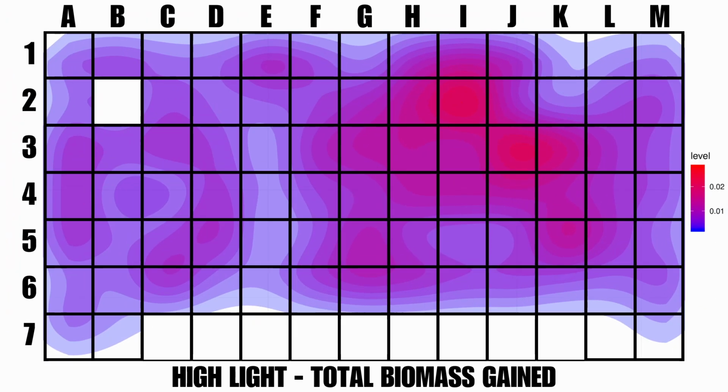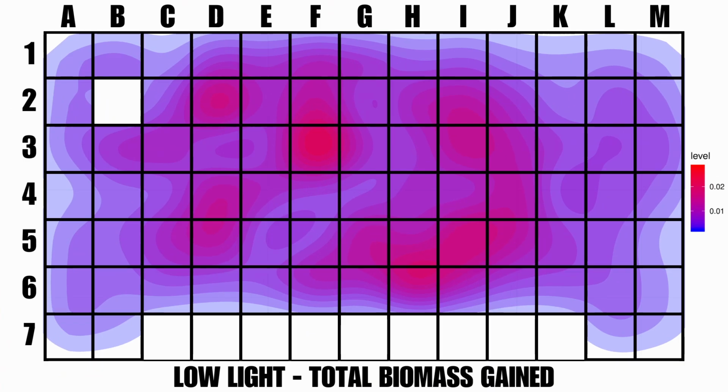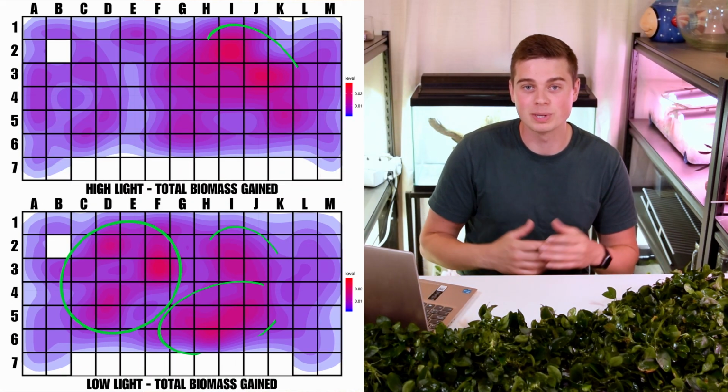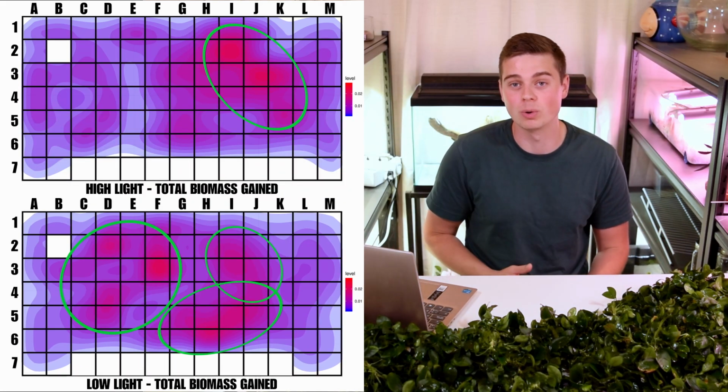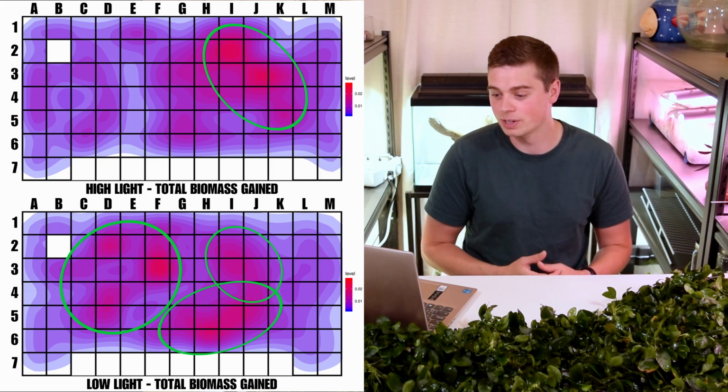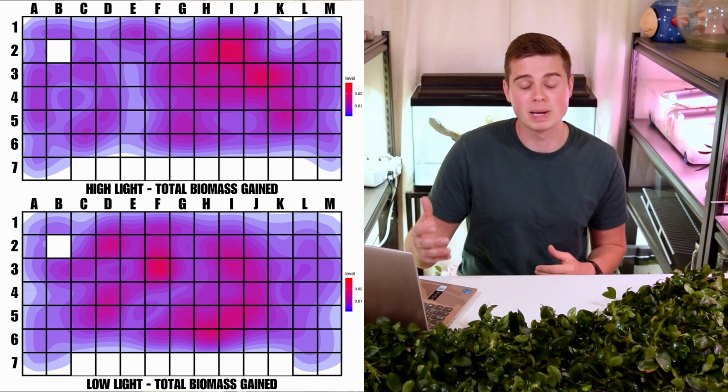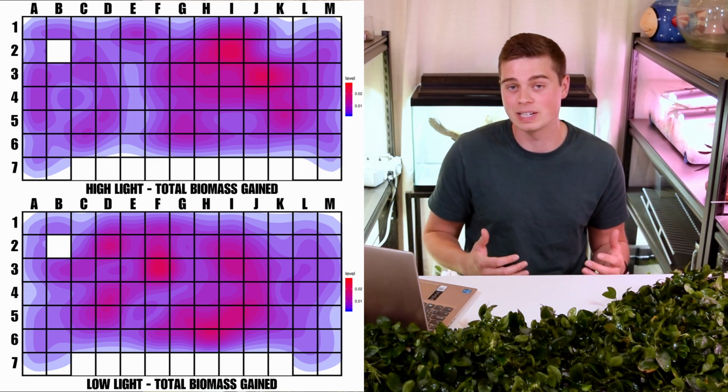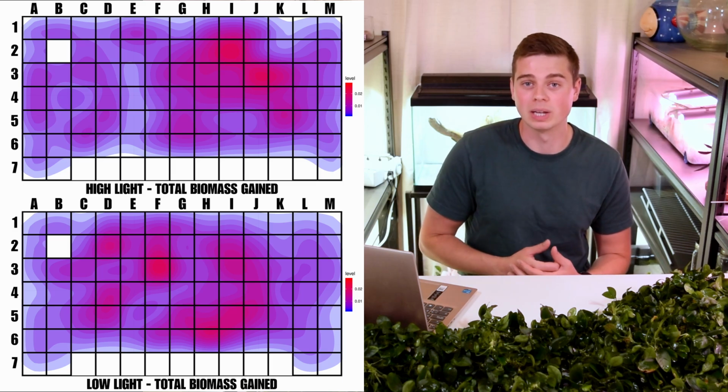So let's take a look at the heat maps for total biomass gained. As you can see here in the highlight and the low light tubs, there are certain areas that appear to grow plants a little bit more than others. So for example, the outskirts of the tubs maybe didn't grow the plants as much as the inside of the tubs, and that may be due to light distribution.